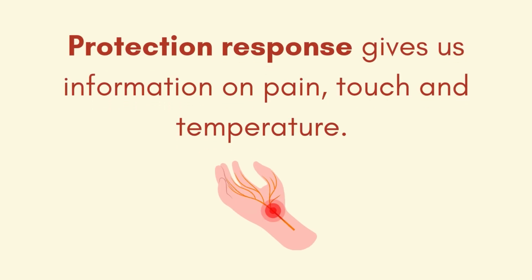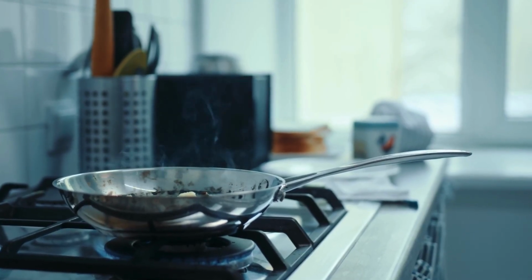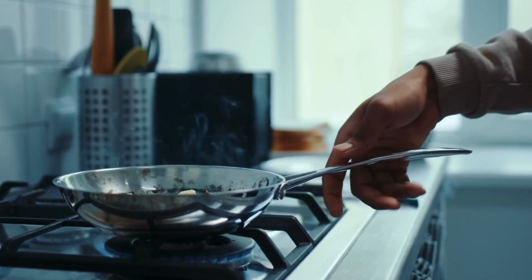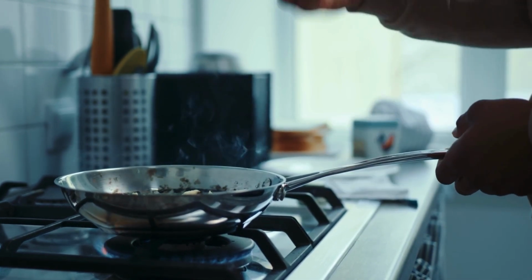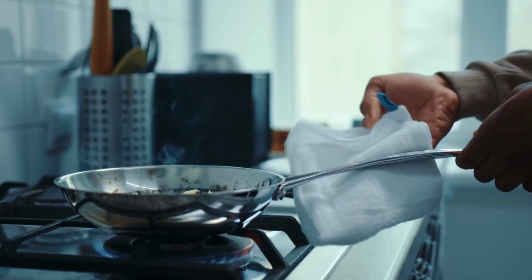The protection response gives us information on pain, touch and temperature. For example, if you put your hand on a hot plate or a hot radiator, you would pull your hand away almost straight away as a response to the body feeling an increased sensation in temperature. The protection response is there to keep us safe and protect us from injury. Children that are under-responsive to this protection response may not realise when they have hurt themselves.